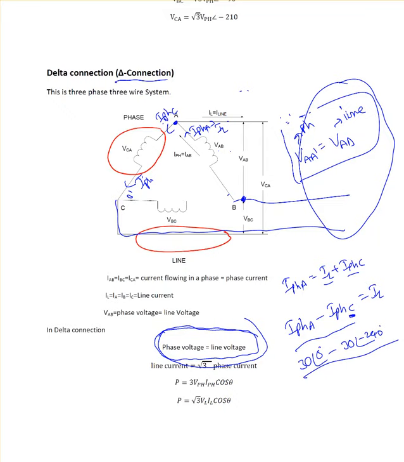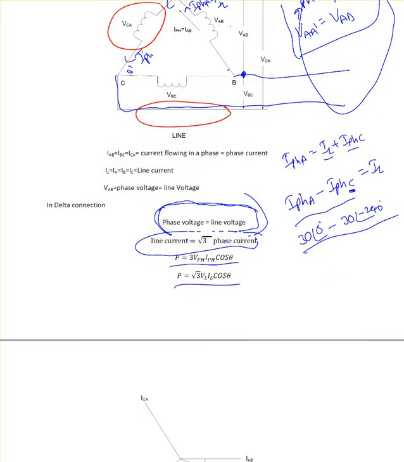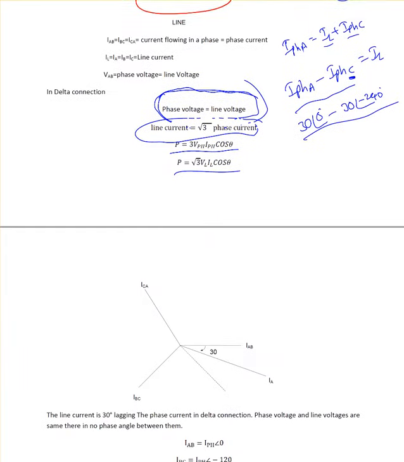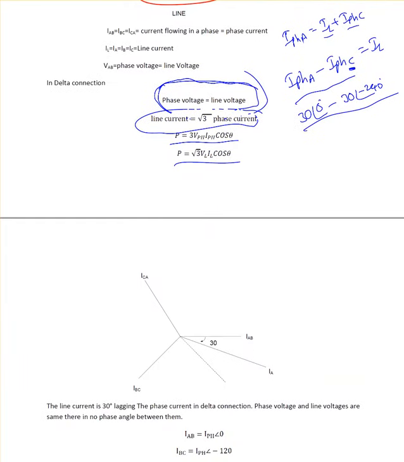When we combine these two, you will end up with a relation between IPH and IL. The line current is always equal to √3 times phase current. Line current is always higher than the phase current in delta. And power value is same both in star and delta. When you draw a vector diagram in delta, we always draw them for phase currents. When you draw a vector diagram in star, it's always phase voltage. When it comes to delta, it's always phase current.